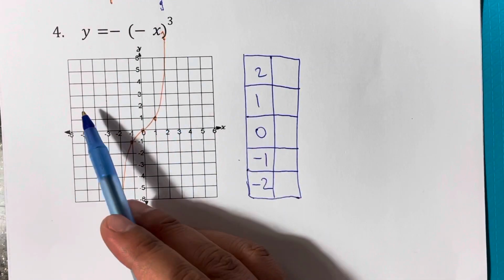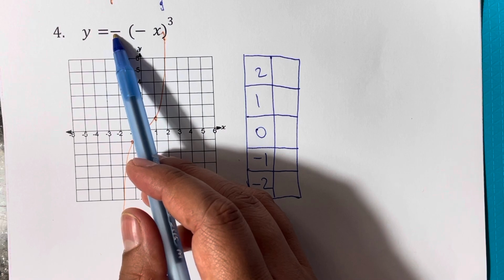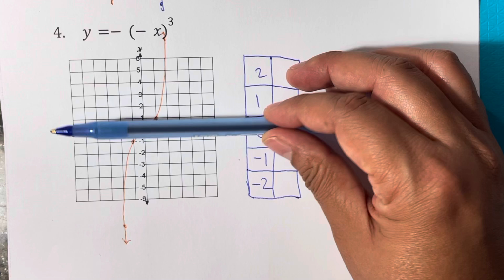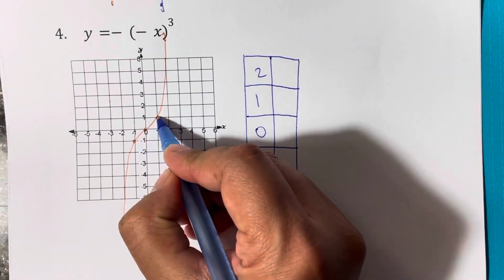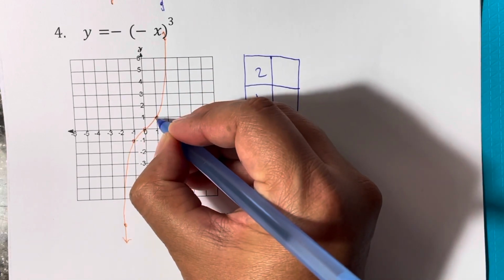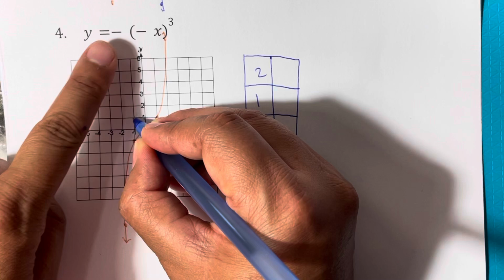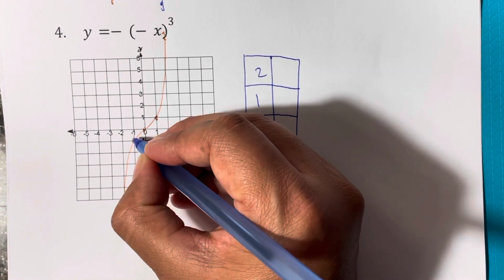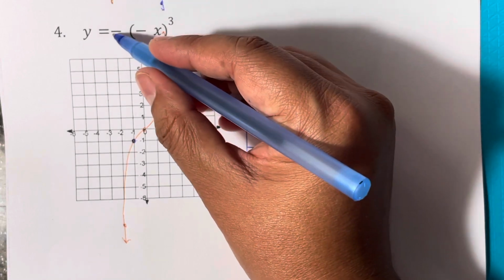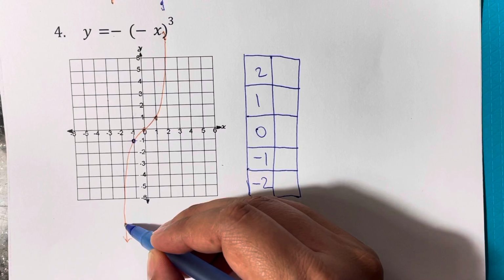So my graph goes to the other side. But then I also have a negative outside, which means I'm going to also reflect on x. So every point is going to reflect on y and then on x. So this point goes to the other side, right here, but then because of the negative outside, it goes down here. This point will go to this side and then reflect on x right here.